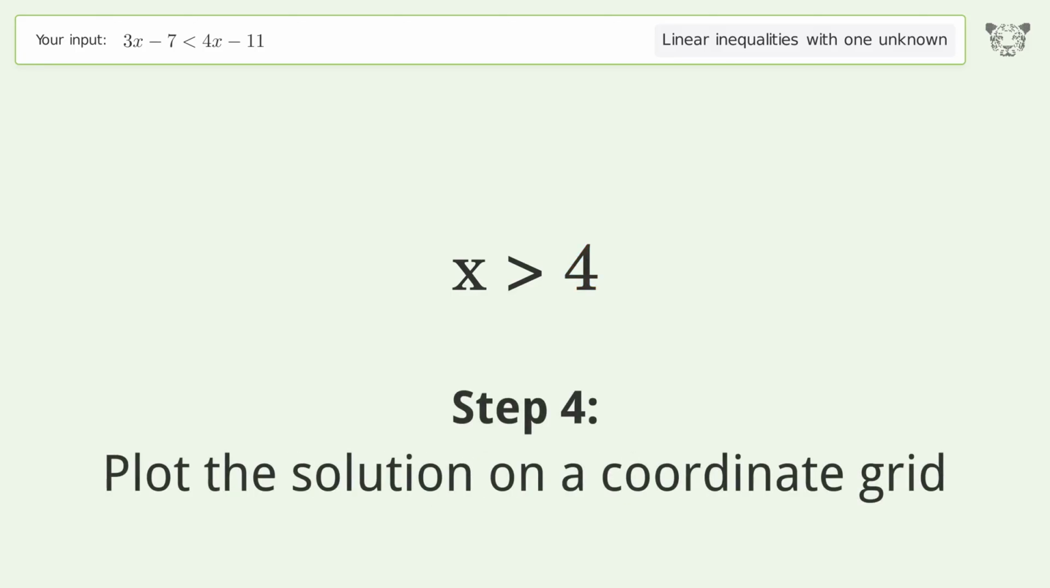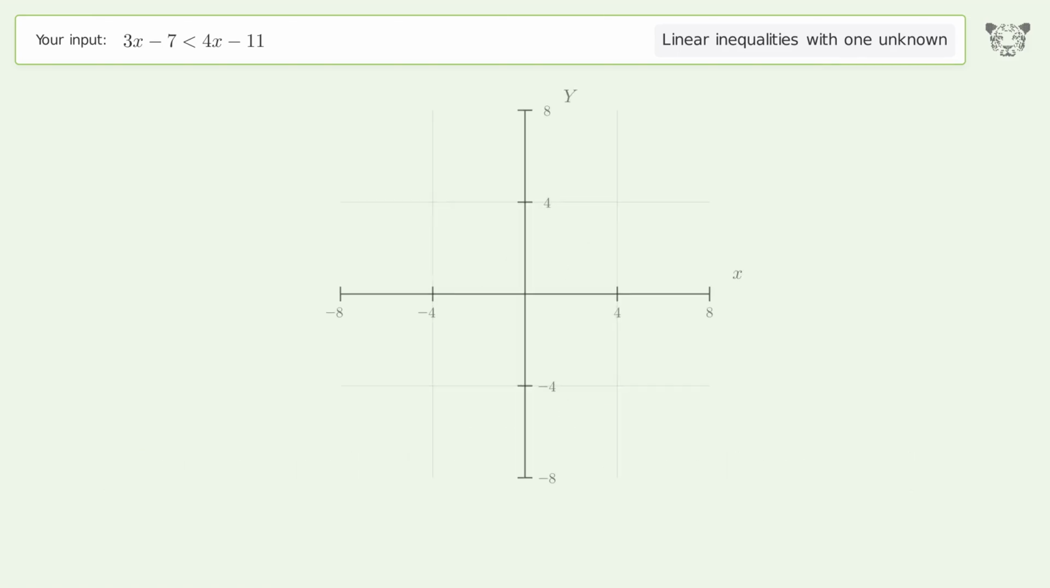Plot the solution on a coordinate grid. And so the final result is x greater than 4.